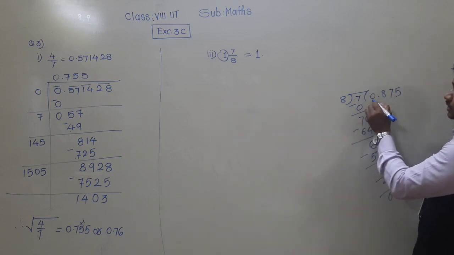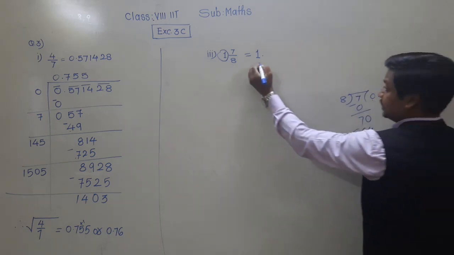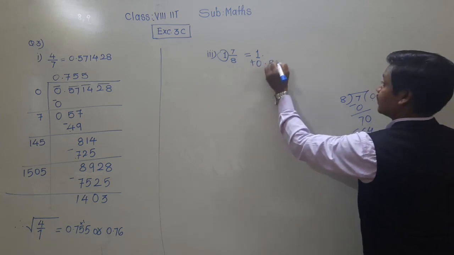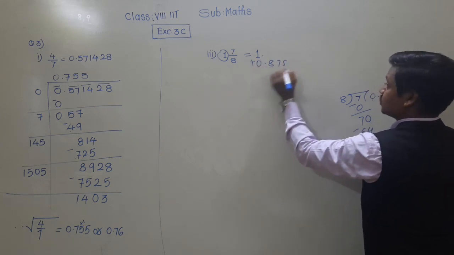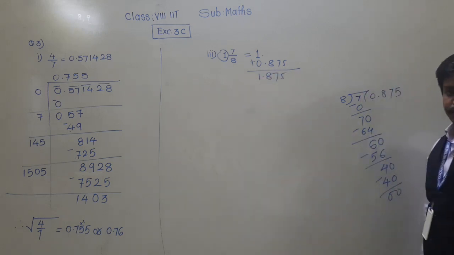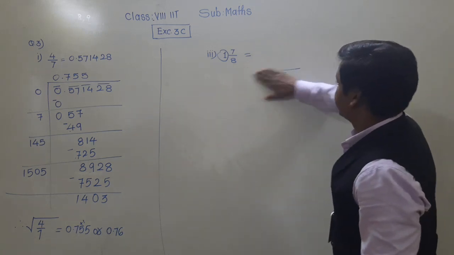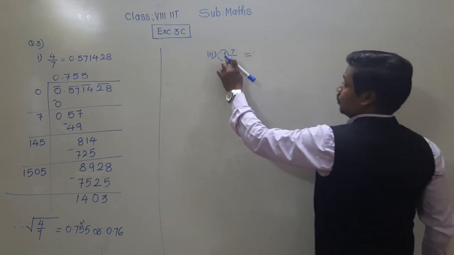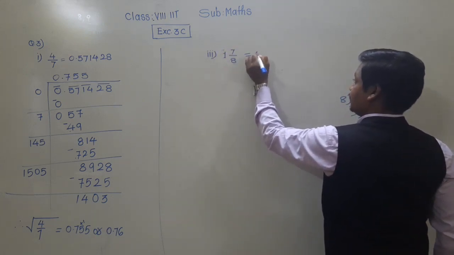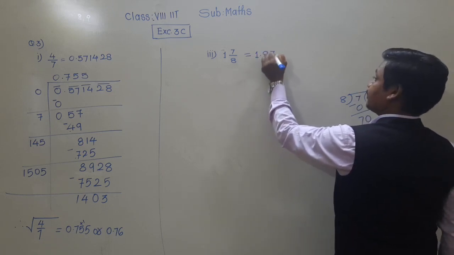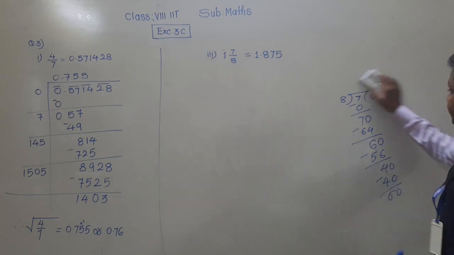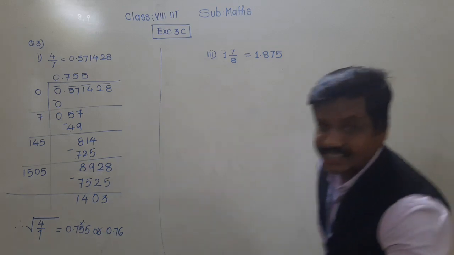So this 0 automatically will come here, and 875. So if you add these together, you are going to get 1.875. Understood? So write here 1 whole, 1 integer 7 by 8 means 1.875. Understood? So now let us find the square root of 1.875.